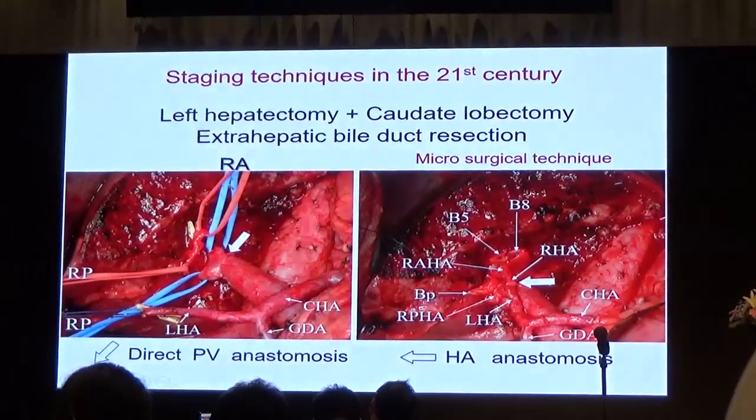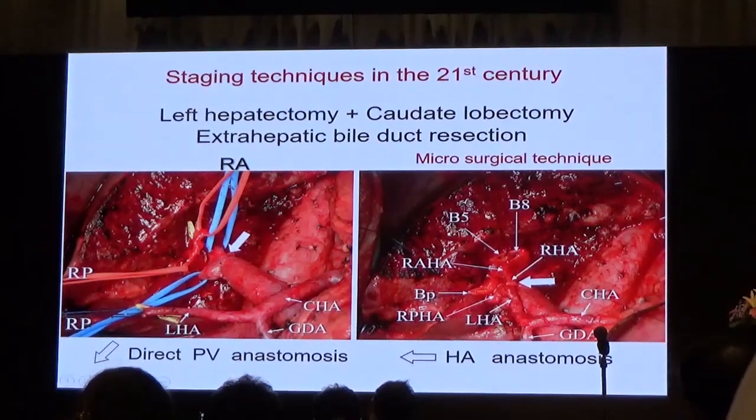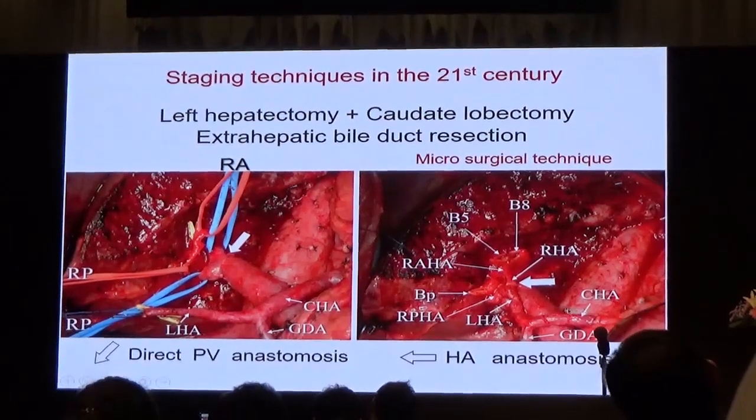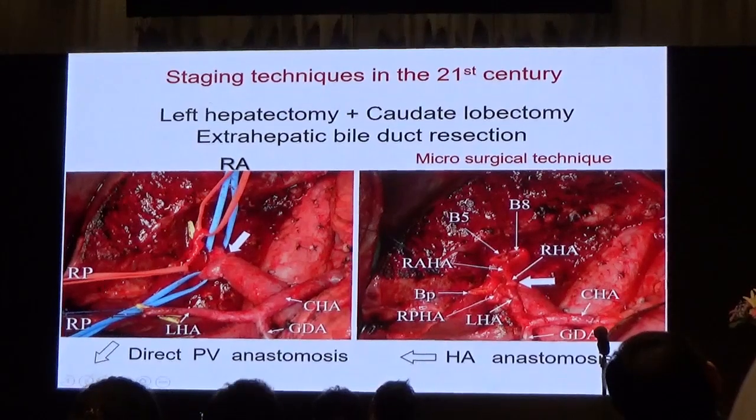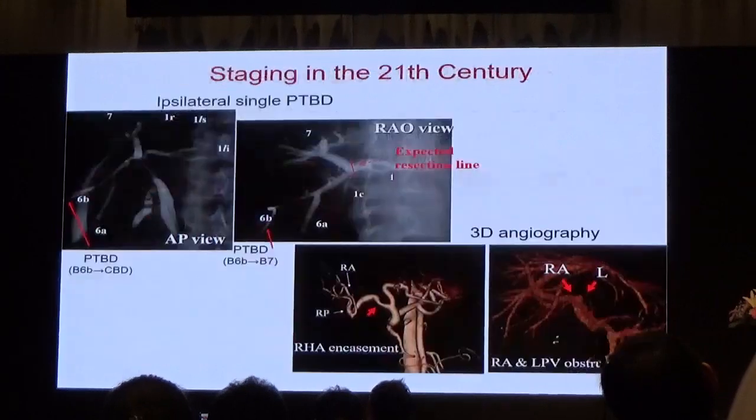In this case, end-to-end anastomosis of the portal vein and end-to-end anastomosis of the left hepatic artery and the right anterior and posterior hepatic arteries could be carried out. As you can see here, we asked plastic surgeons to perform the microsurgical hepatic artery reconstruction.